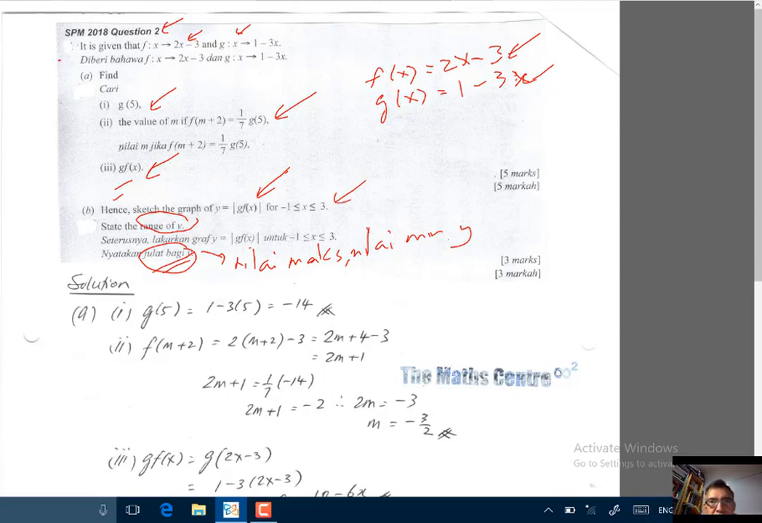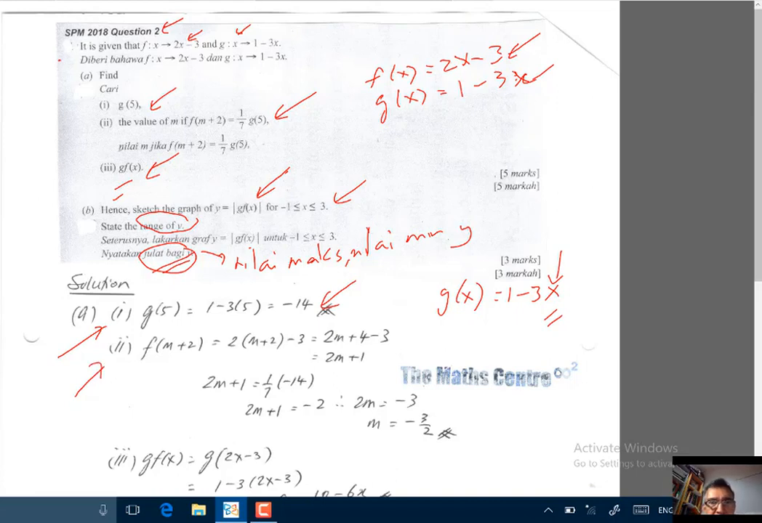Okay, let's start with our solution. G of x we know is 1 minus 3x. So to find g5, just plug in 5 inside here. Kita ganti nilai 5, di mana kita nampak x ganti 5, 1 tolak 15, kita dapat negative 14. 1 minus 15 is minus 14, and we're done.